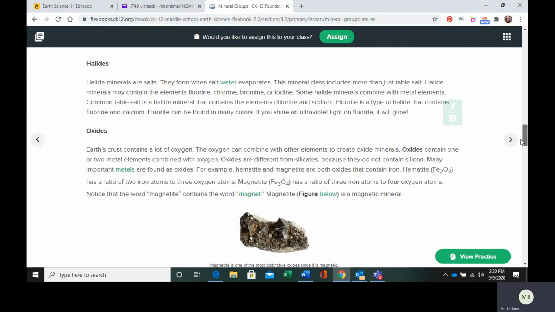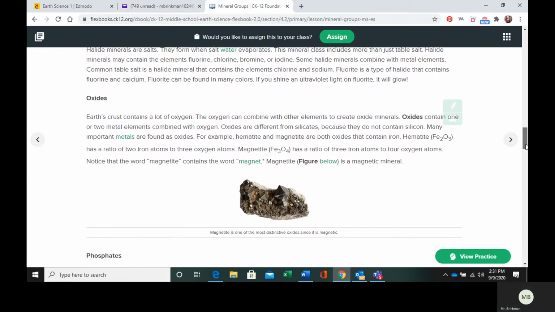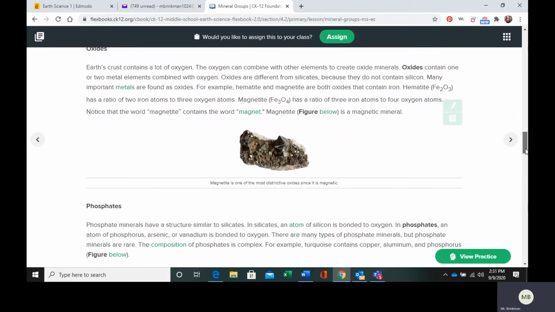Halides are salts. Halides form when salt water evaporates, and it's more than just table salt. Halide minerals contain fluorine, chlorine, bromine, iodine. There's a whole group on the periodic table of elements for chemistry that is halides. And oxides. Oxides contain 1 or 2 metals combined with oxygen.